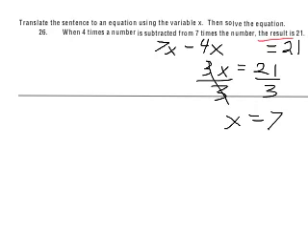Okay, and then we could stick it back in the equation and we'll see we get 21. And look at it, see if it makes sense. When 4 times the number is subtracted from 7 times the number, the result is 21. That's good. If it was the other way, we'd get a negative number, it wouldn't work.